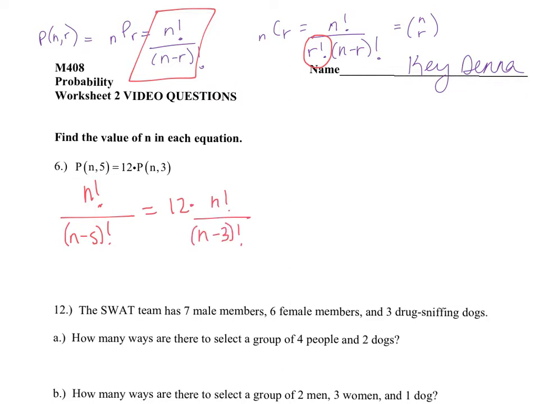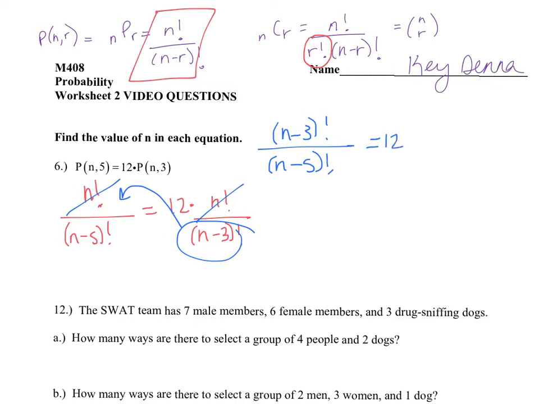Now at this point I would go ahead and cross multiply. When I cross multiply, I recognize that the n factorials cancel on each side, and then I just multiply this over to the other side. So what I end up getting is n minus 3 factorial over n minus 5 factorial is equal to 12. From here, recall we talked about rewriting the larger factorial in terms of the smaller factorial. The larger factorial would be the n minus 3.